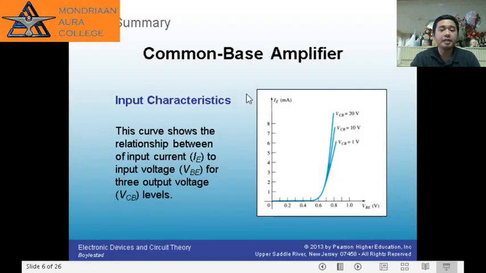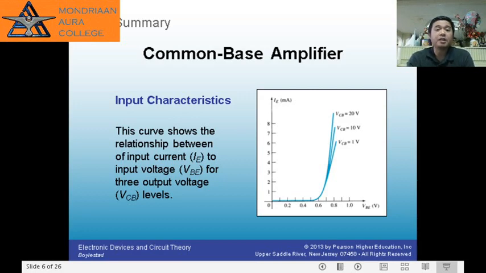Sa BJT natin, kailangan natin malaman kung ano ba yung input current, input voltage, and at the same time, ano ba yung output current at ano yung ating output voltage. Sa common base amplifier or sa common base configuration, ang input current natin ay I sub E. Bakit? Dahil ang emitter ang ating input terminal, therefore, yung kuryente na pumapasok sa kanya or lumalabas sa kanya, depende if it is PNP or NPN, is I sub E.